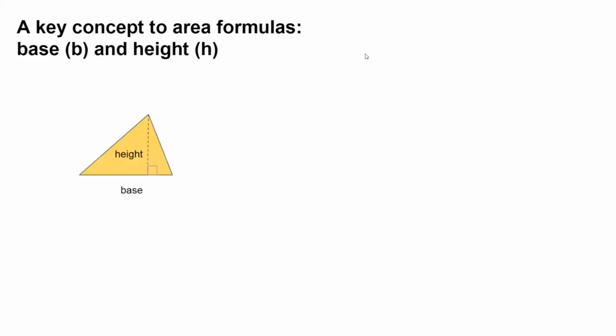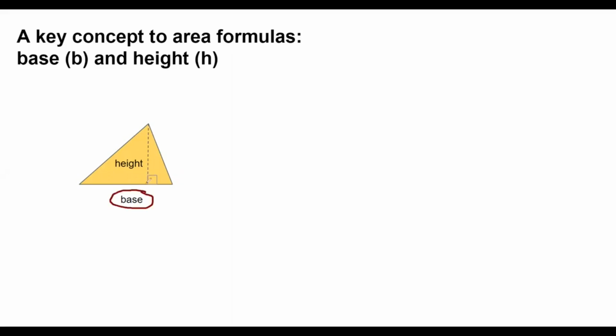So let's look at three different shapes here. Here we have a triangle. So our base is down here at the bottom of this triangle. We have a perpendicular dotted line here that's measuring the height of this triangle, the distance from the base to the very top. And those are the two dimensions that we will need in order to find the area of a triangle.